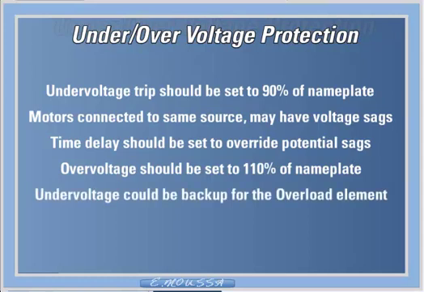The under voltage element can be considered as backup protection for the overload element. If the voltage decreases, the current will increase, causing an overload trip. In some cases, if an under voltage condition exists, it may be desirable to trip the motor faster than the overload element.